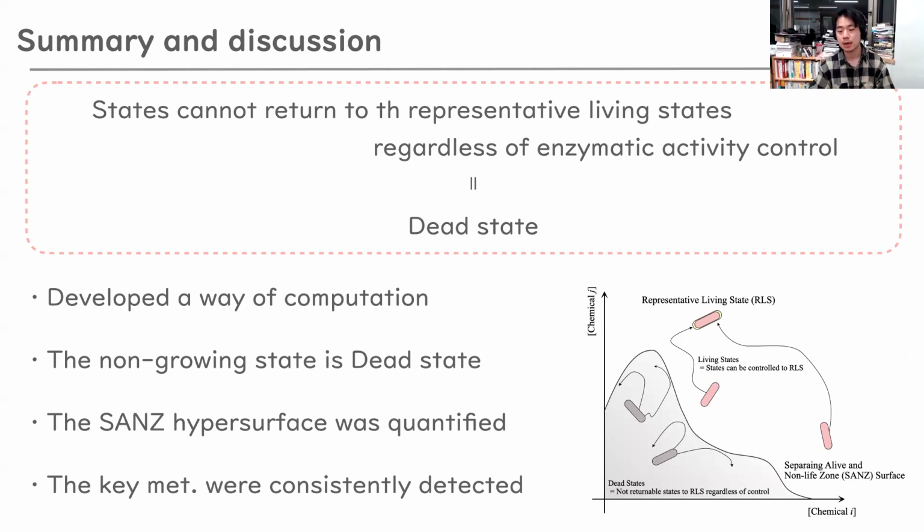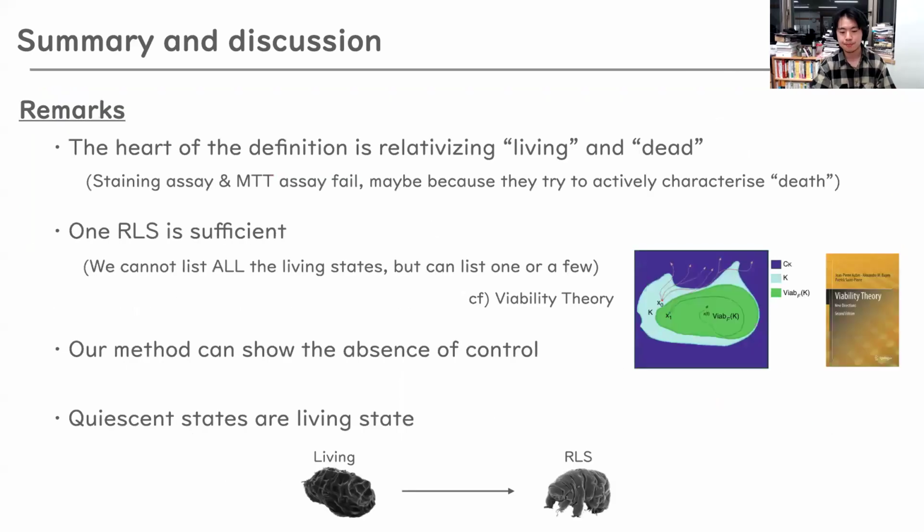Then based on the controllability, this framework automatically draws the boundary between living and non-living. If you have to list all the living states, you have to judge by yourself whether the dormant state or spore state are living or not. But in our framework, the dormant state and the spore state can return to the growing state. Then based on the controllability, you can automatically see that the dormant state and spore state are living. So this is a big difference.